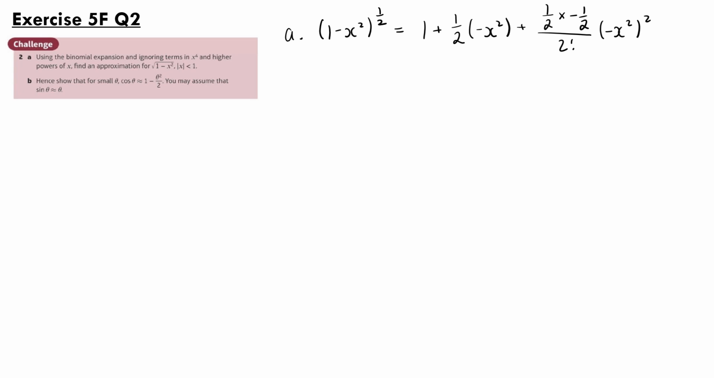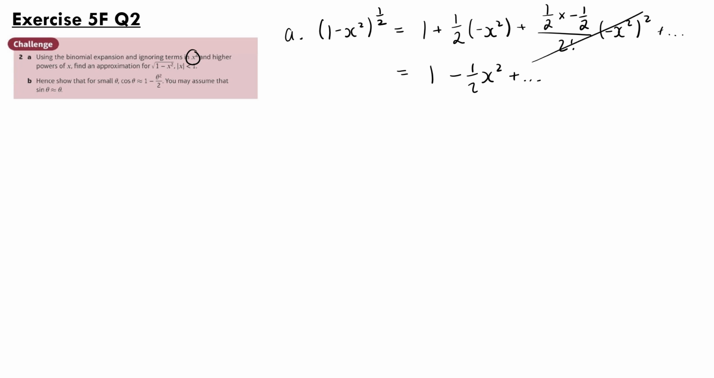And remember here we're ignoring terms in x to the power 4 and higher, and this will be a term in x to the power 4, so we can actually ignore that. Okay, and these first two terms, we're going to have 1, and then we're going to have minus a half x squared. And those are the only terms that we're worried about.